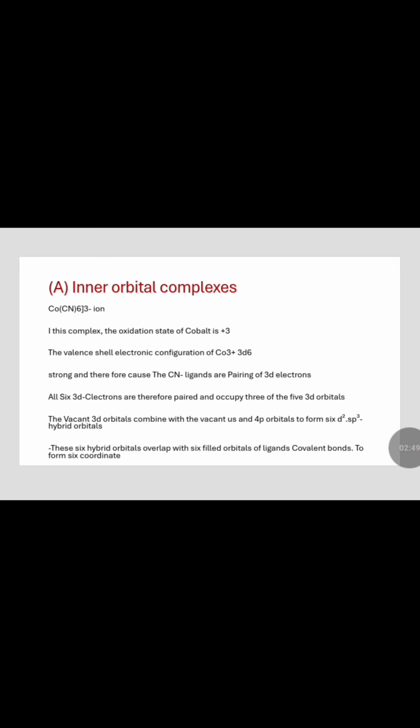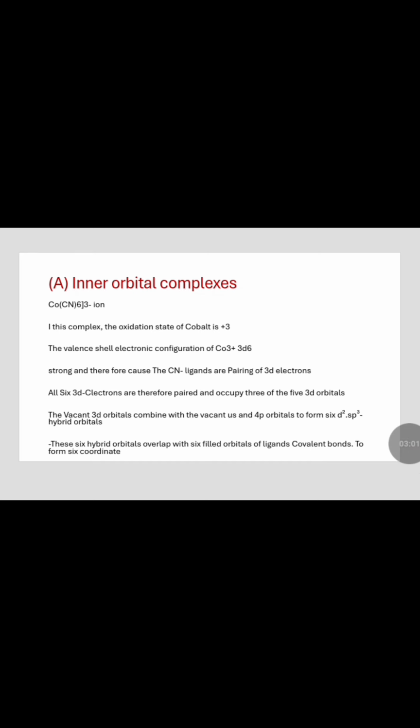An inner orbital complex: the Co(CN)6 3- ion. In this complex, the oxidation state of cobalt is +3. The valence shell electron configuration of Co3+ is 3d6, and CN- ligands are strong and therefore cause pairing of 3d electrons. All six 3d electrons are therefore paired and occupy the t2g orbitals.